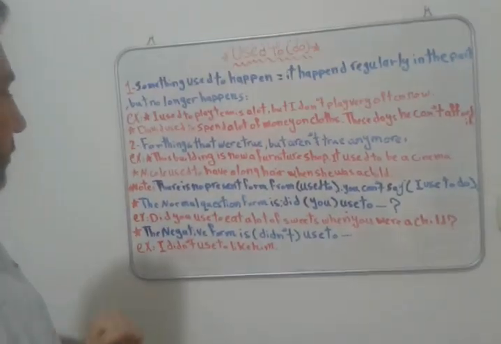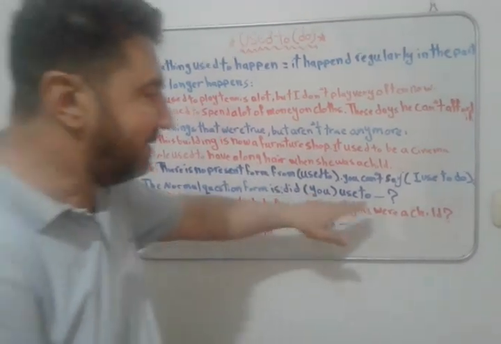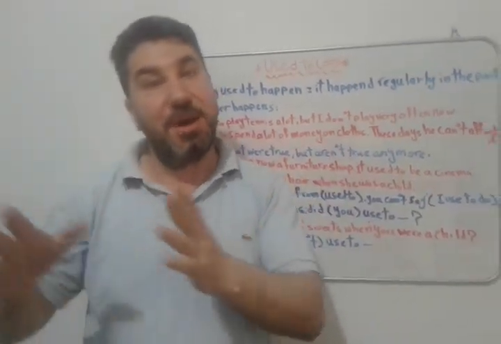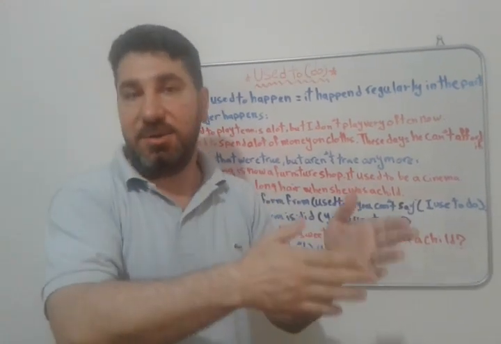We have an important note here. There is no present form of the verb used to. You cannot say I used to do. So there is no present form. It just talks about the past. When you want to use the present, you have to use the present simple or other present tenses.